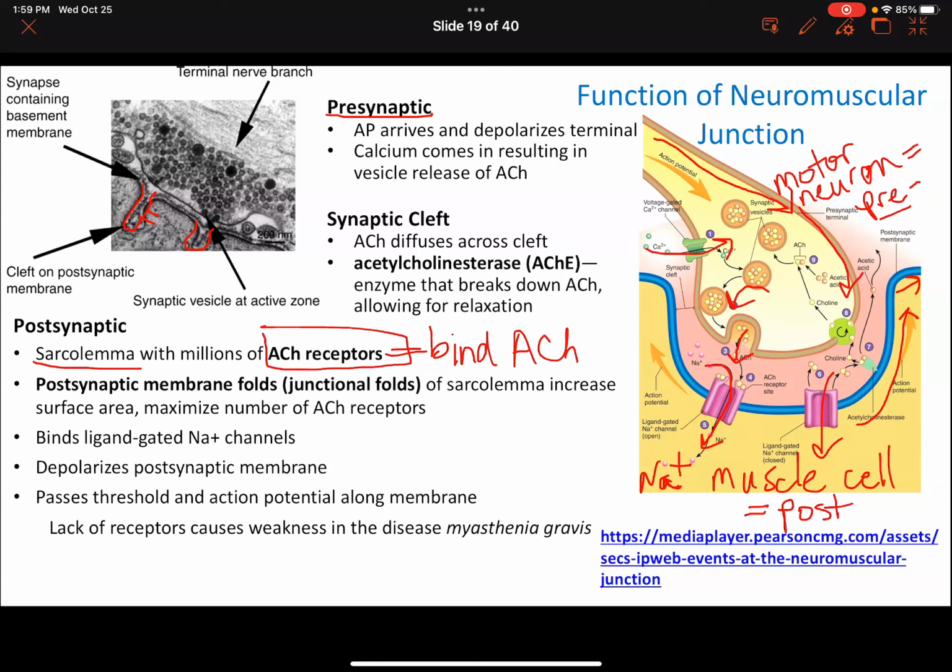When there's not enough receptors, you can get weakness in individual muscles, and this is the disease known as myasthenia gravis. The NMJ also is enclosed in a basal lamina. The purpose of having this enclosure in a basal lamina really helps keep the acetylcholine localized to the synapse, where it's not just floating everywhere, and it keeps this relationship pretty intact. It helps with injury, to repair injury if the synapse ever gets injured.